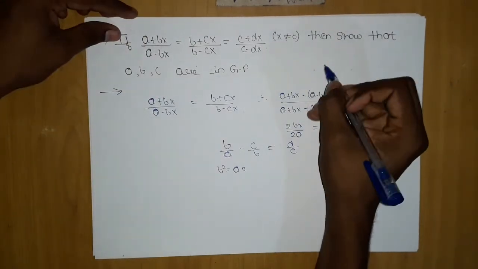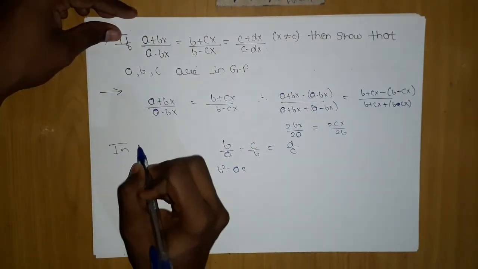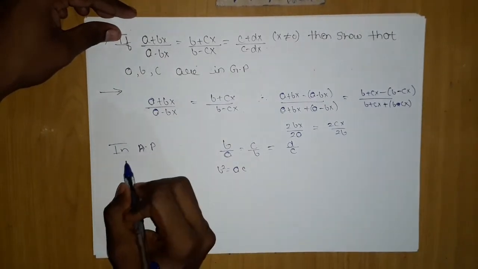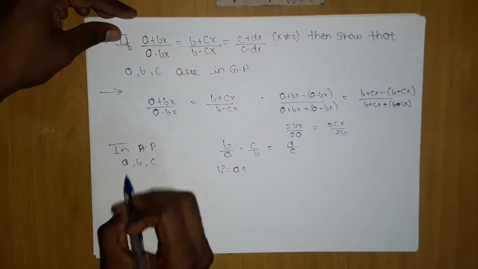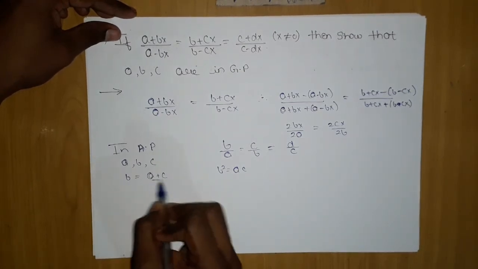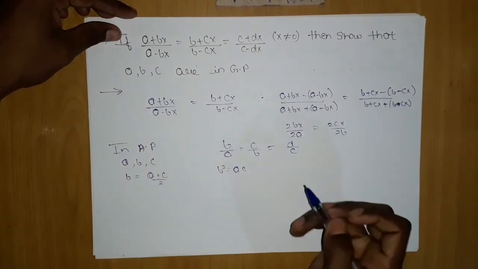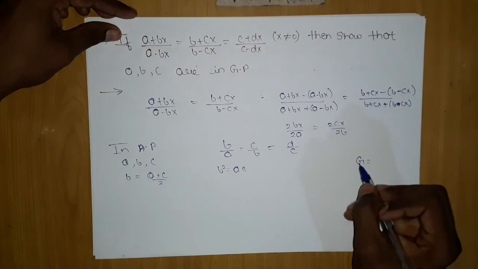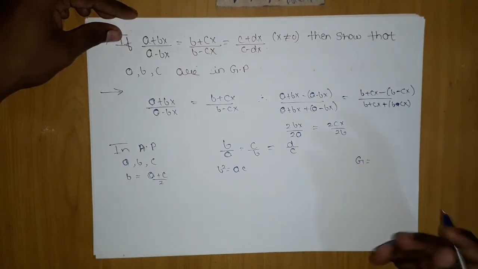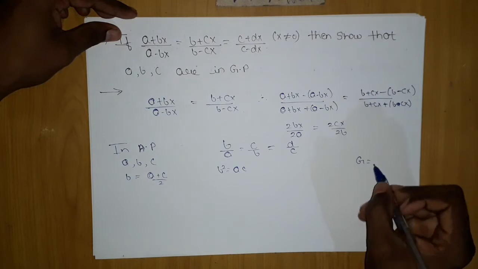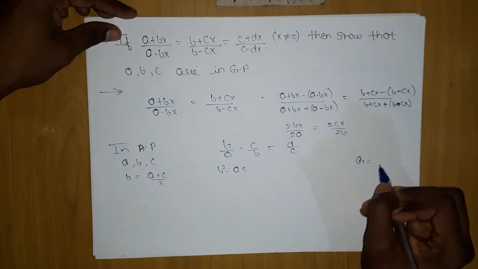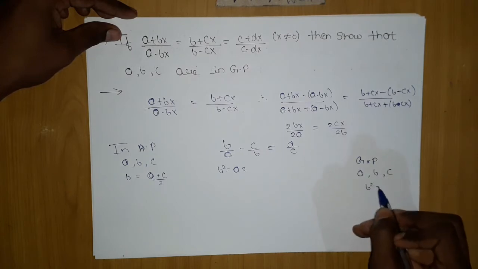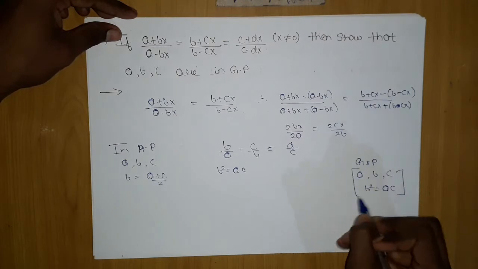One more thing: in AP, see, problems teach us more than what theory can do. In AP we say a, b, c are in AP, then b is (a plus c) by 2, which is nothing but the arithmetic mean. Like in GP, you will understand when we do the geometric mean. This is nothing but a condition of geometric mean: if a, b, c are in GP, then b square is equal to ac. This is the condition, just remember this.